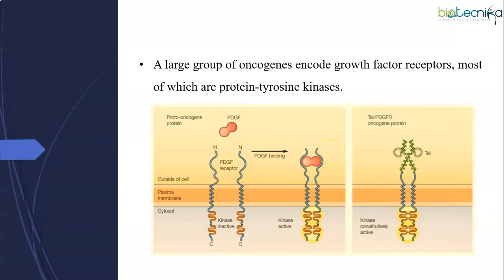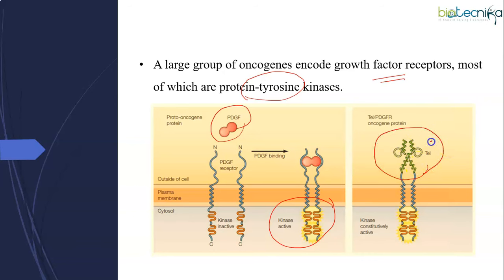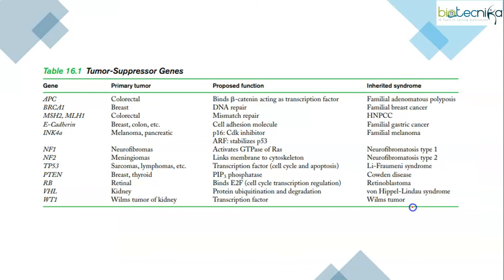In some cases, we will find a large group of oncogenes encoding growth factor receptors, most of which are protein tyrosine kinases. So we know that platelet-derived growth factor, upon binding to the receptor, activates the kinase. Now what happens if the extracellular domain part of the receptor is replaced with TEL as a transcription factor? This results in a constitutively active kinase. So what happens? Uncontrolled proliferation of cells. So that's about some examples of oncogenes.